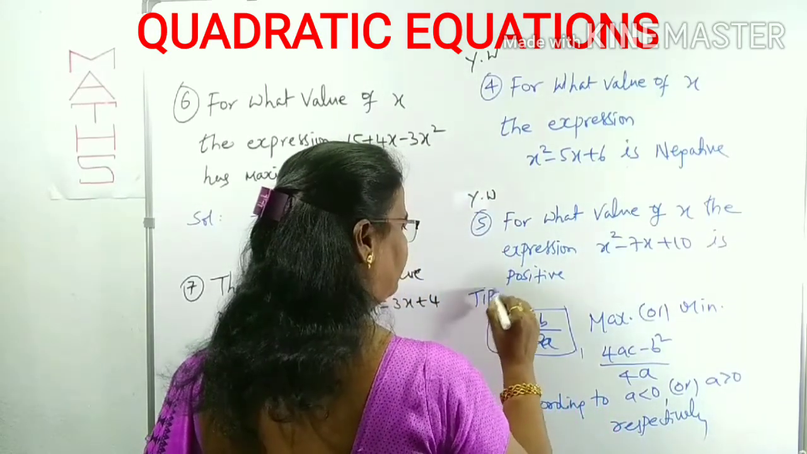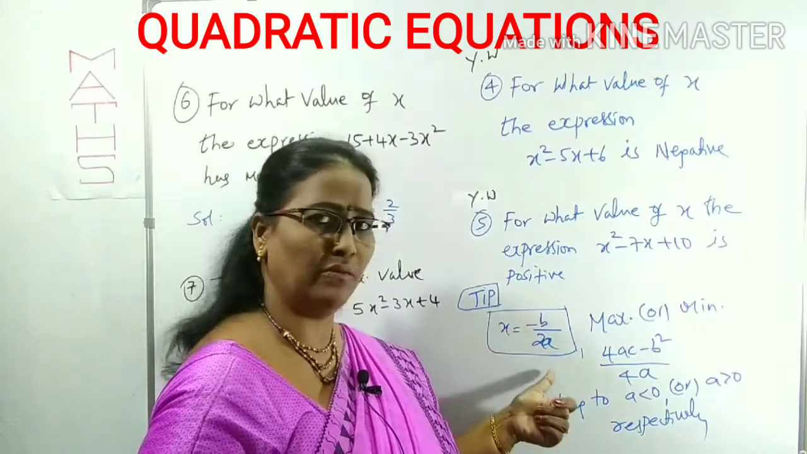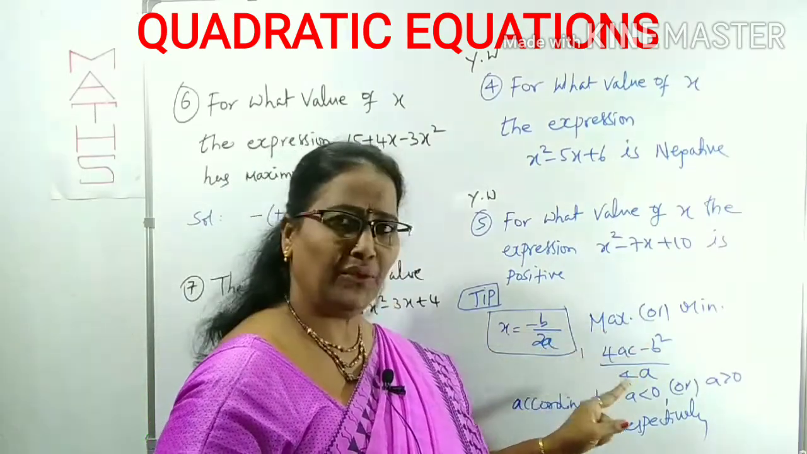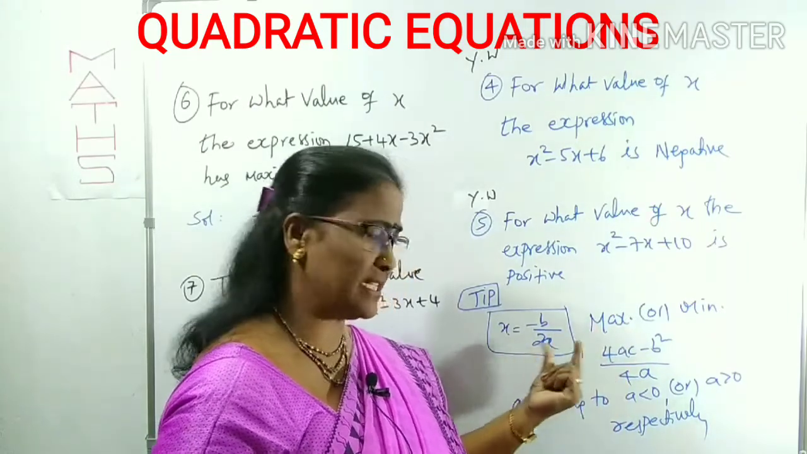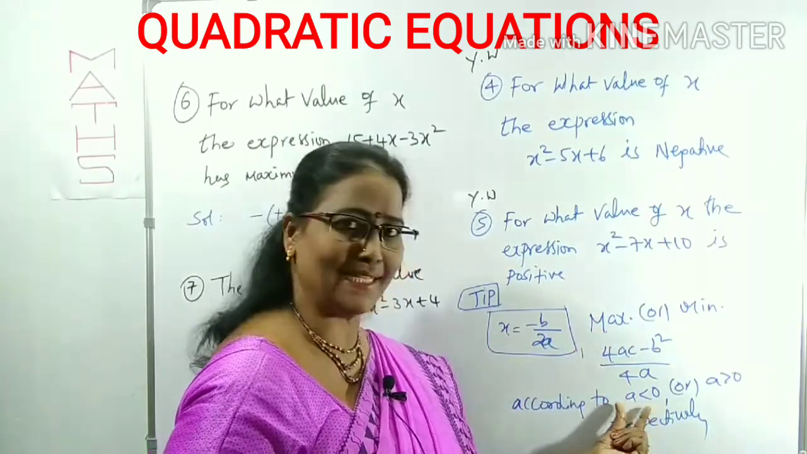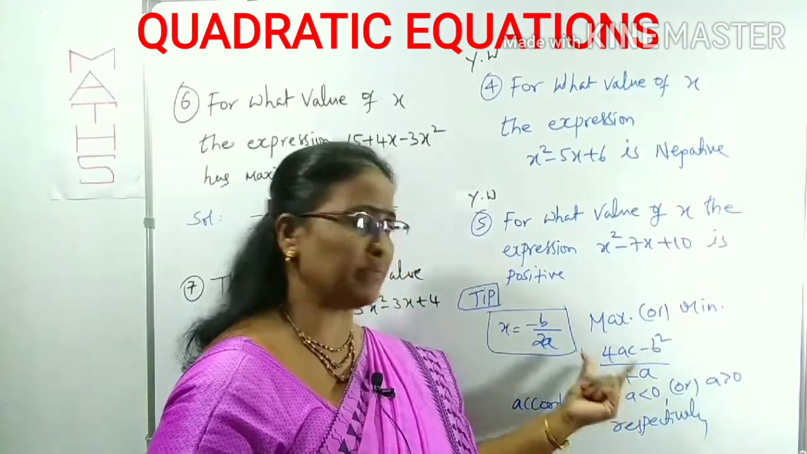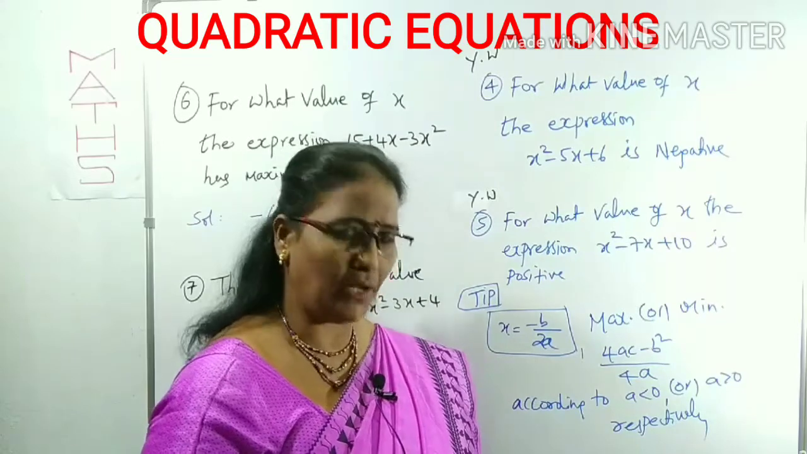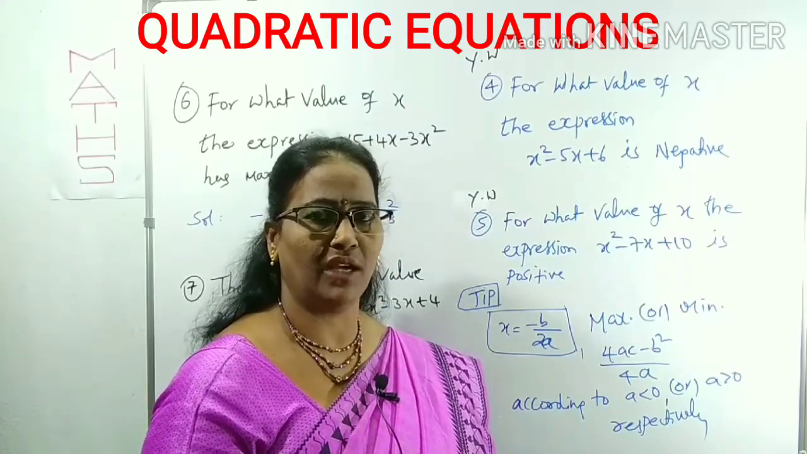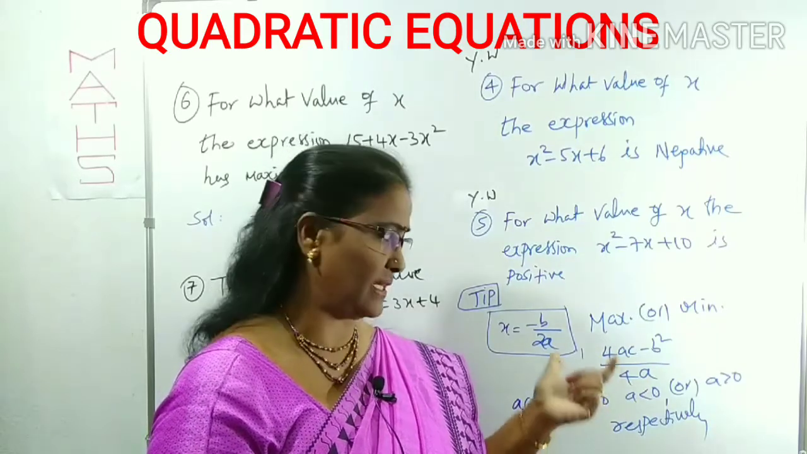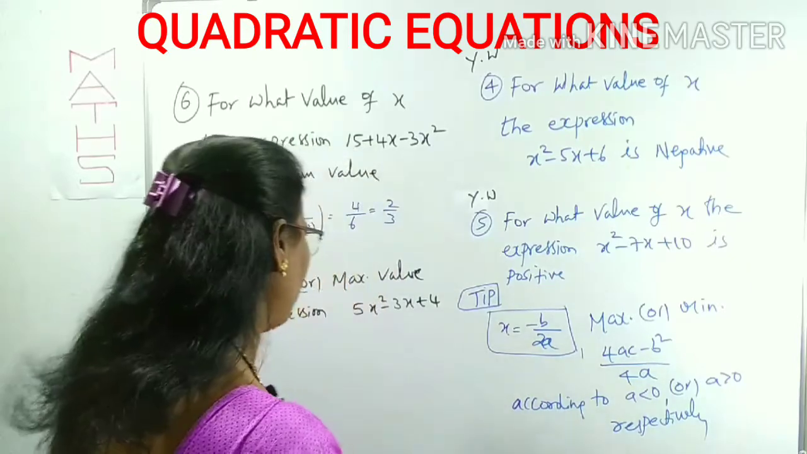What is this step? The x value is minus b by 2a. The maximum or minimum value formula is 4ac minus b square by 4a. It is a maximum value when a, the coefficient of x square, is less than 0. It is the same value but a minimum when a is greater than 0. That's it. You have to know the maximum and minimum value as well as the x value, and for what value of a the expression is maximum or minimum. Now we can come to this question.